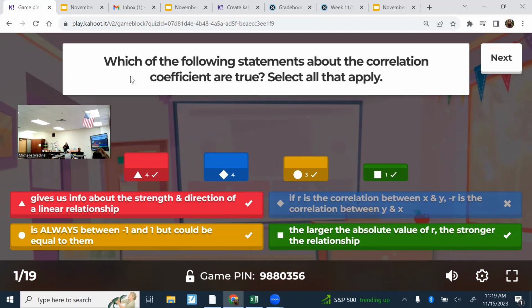When is correlation ever negative? Harley? No, not if it has nothing to do with if it's linear. Linear would be if it's strong or weak. But what about it makes it negative? When does my R value become negative? Harley?